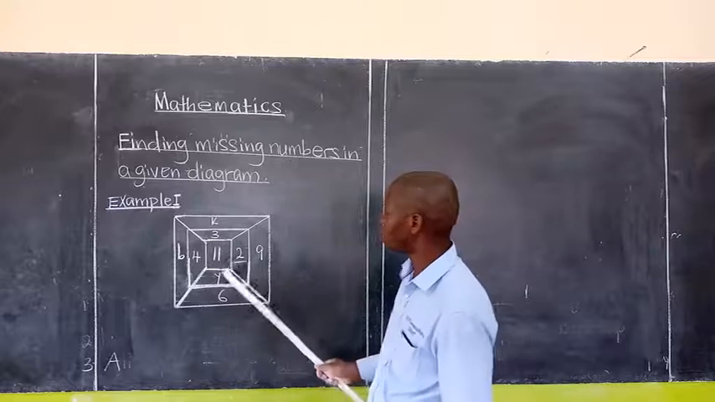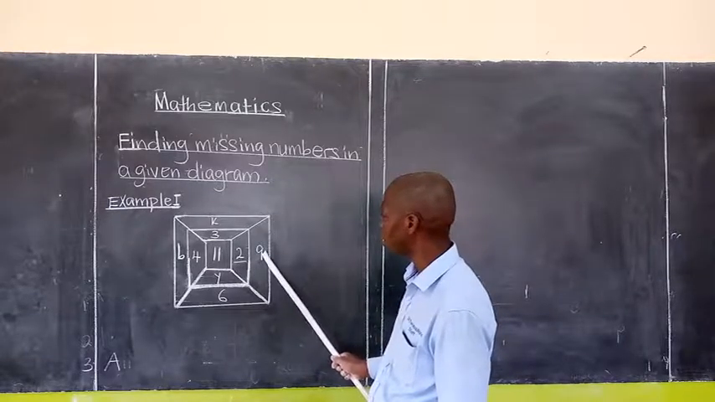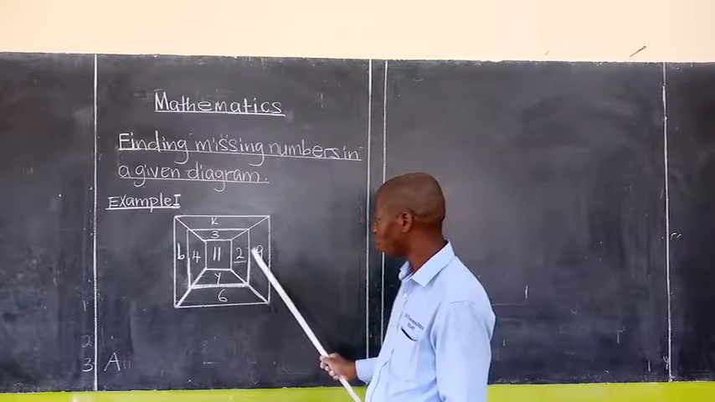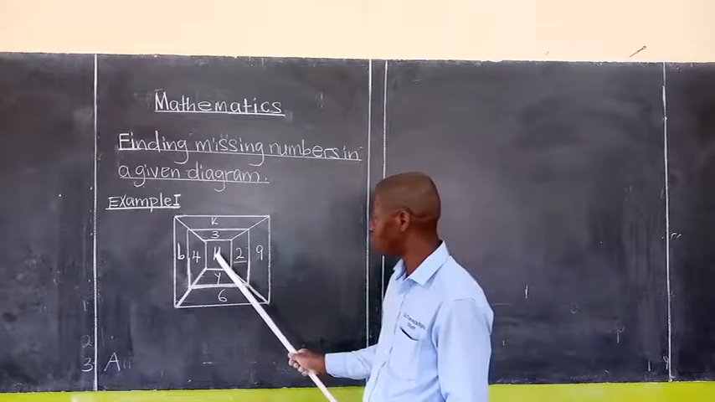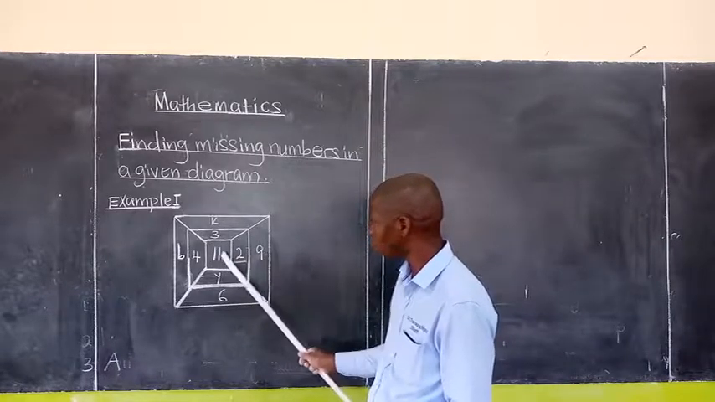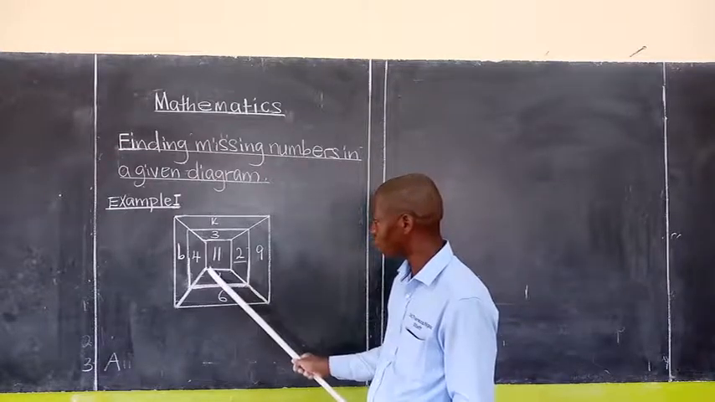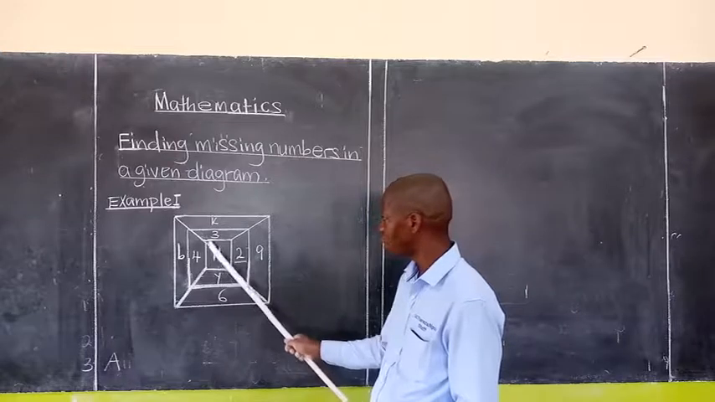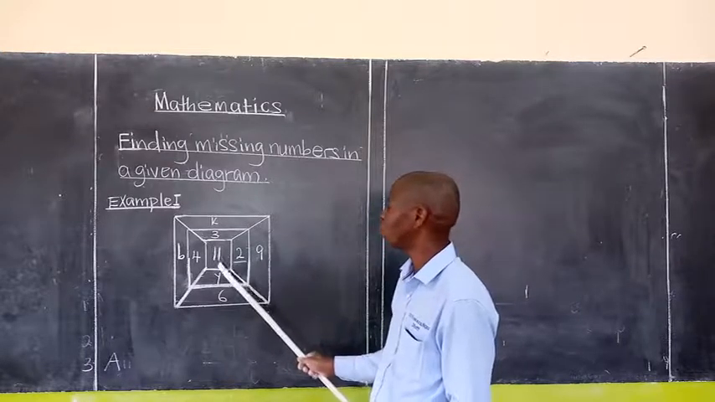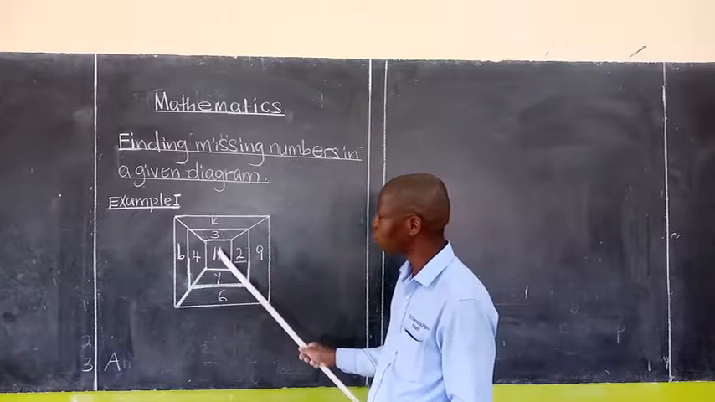What does that mean? When you add 2 plus 9, you end up getting 11. The middle number is the answer. So when you add 2 plus 9, you get 11. What about here? K plus 3 should also give you 11.